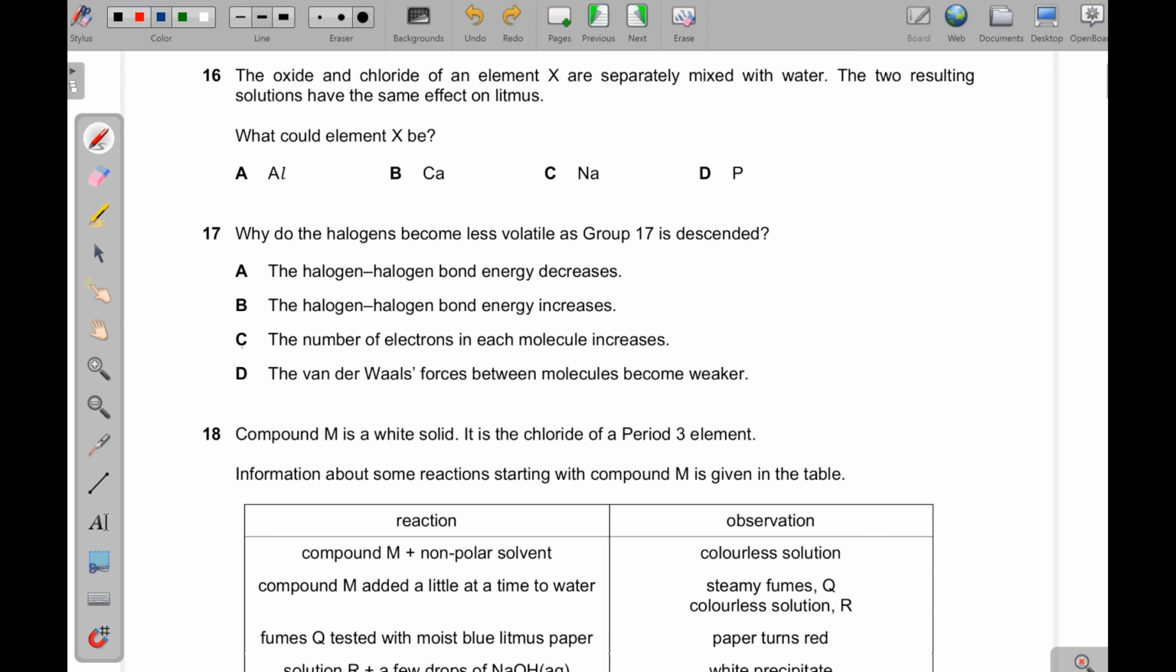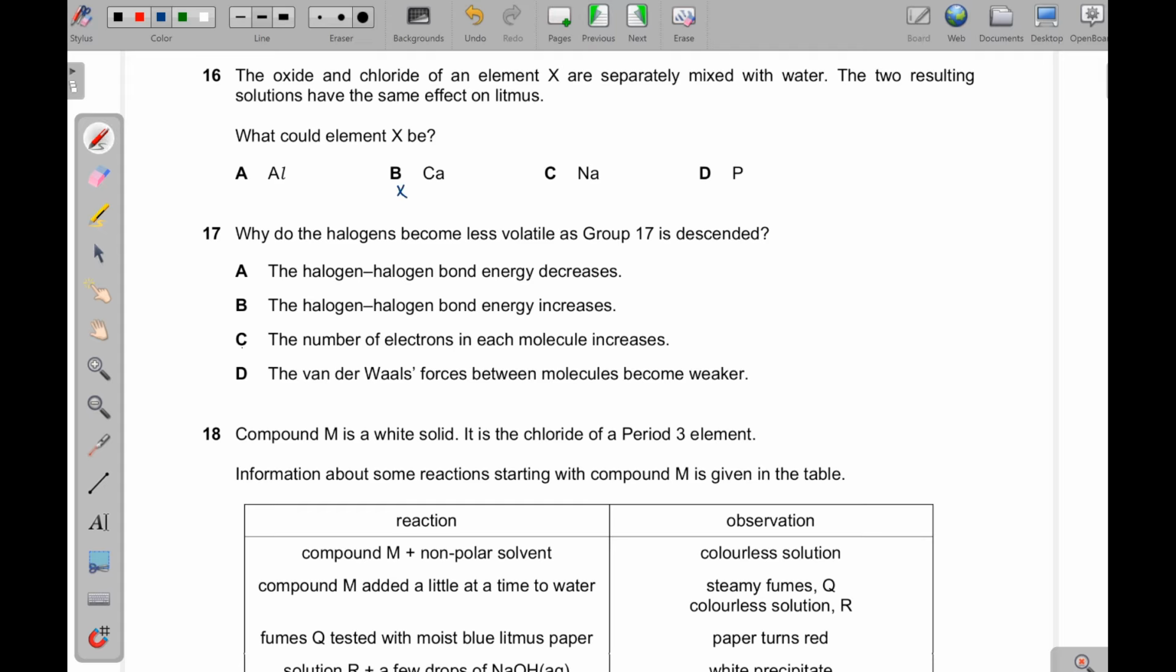Because that one is an alkaline solution. Then the chloride of this one, when you add this calcium chloride in water and you put the litmus paper, it is going to cause no change. This one is a neutral solution. You see that? So calcium has to be off.